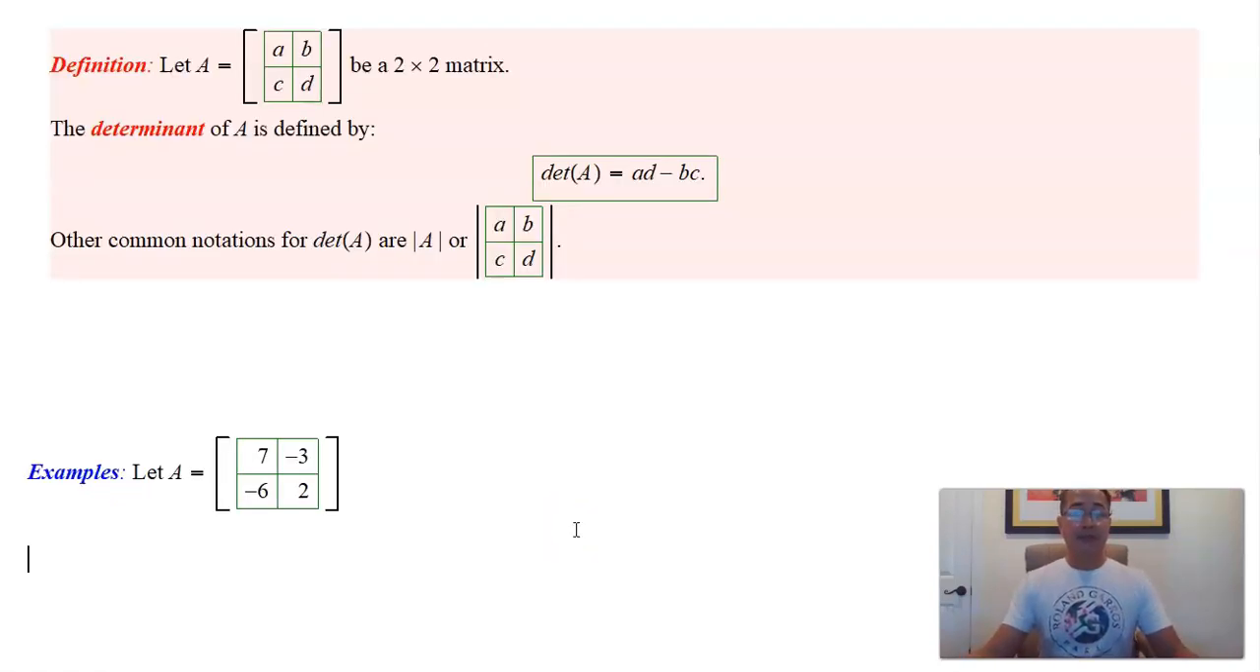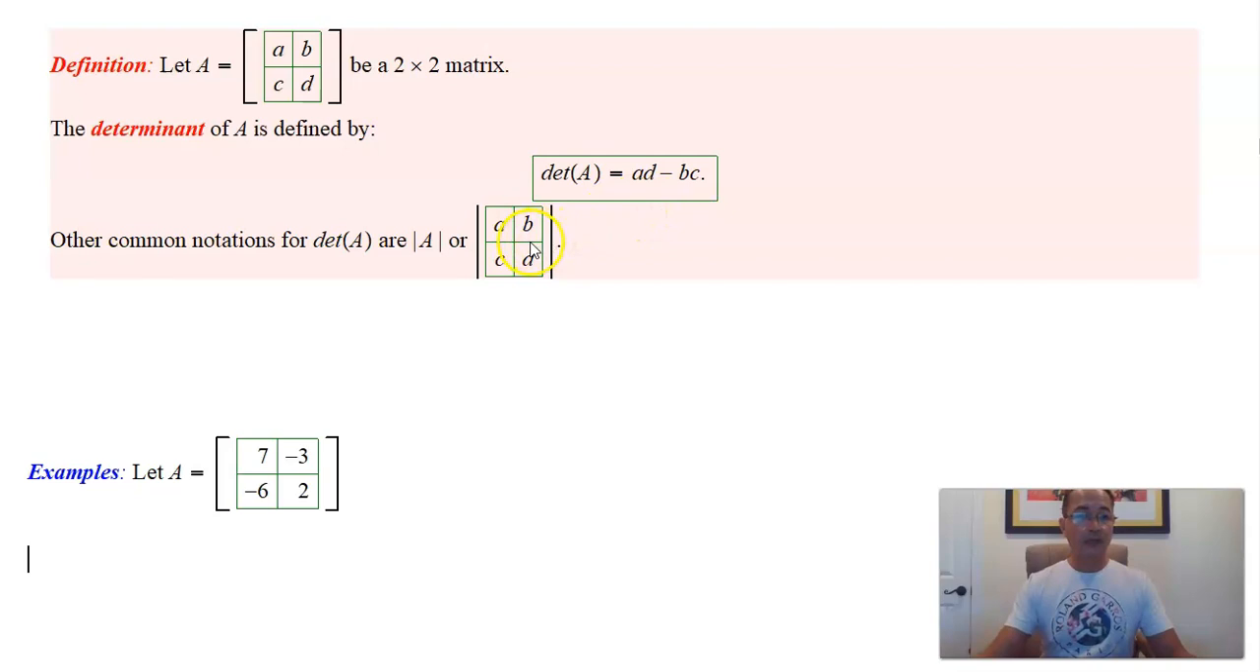For a 2x2 matrix, the formula is very simple. So let's do it this way. If you have this 2x2 matrix with entries A, B, C, and D, the determinant of this matrix is defined by the number A times D minus B times C. So you multiply the diagonal entries together and the off-diagonal entries together, but instead of adding them, you subtract the second product from the first.